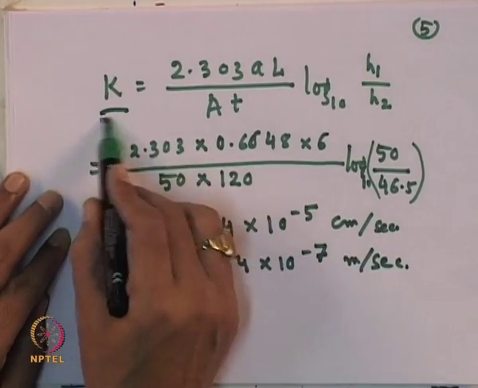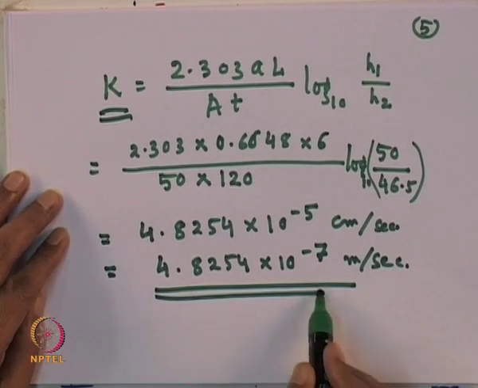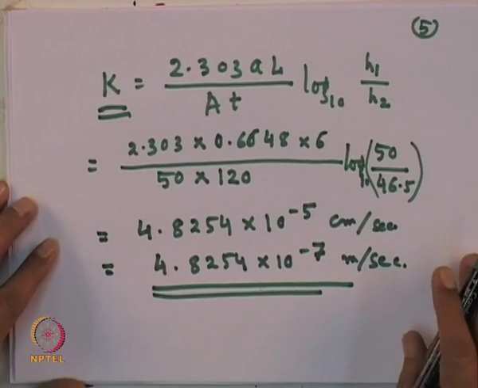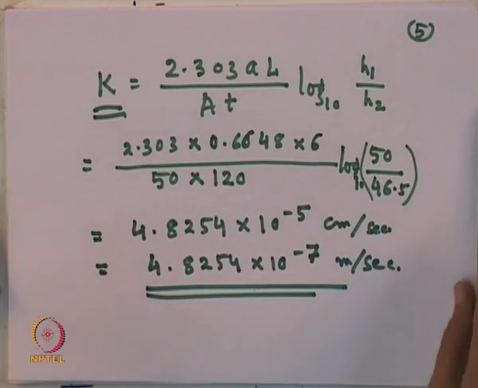So, you can calculate the coefficient of permeability of the sample for the variable head test method, and you can see this value, 4.825 into 10 to the power minus 7, because it is a clay type of soil. You can see earlier that the coefficient of permeability is 10 to the power minus 5 for sand, but in clay the coefficient of permeability is about 10 to the power minus 7 meter per second.